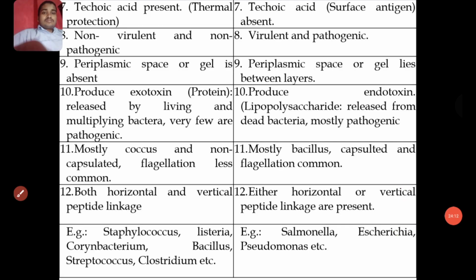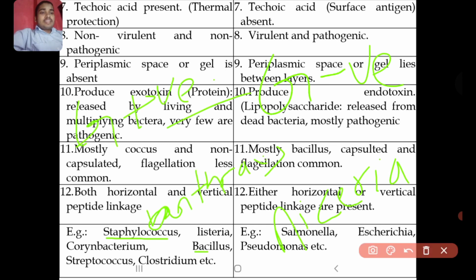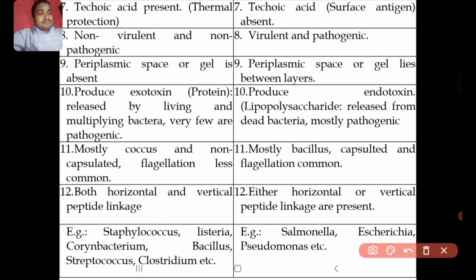Next, most of the bacilli are gram negative, except Bacillus anthracis. Except Bacillus anthracis, most of the bacilli are gram negative. Mind it. This exception may sometimes be asked. Similarly, all the cocci are gram positive except Neisseria. That's about gram positive and gram negative.